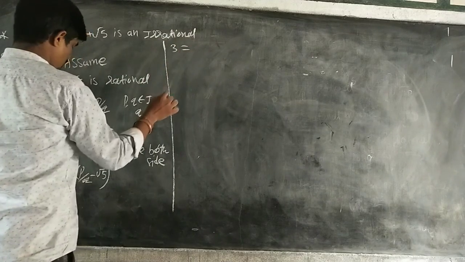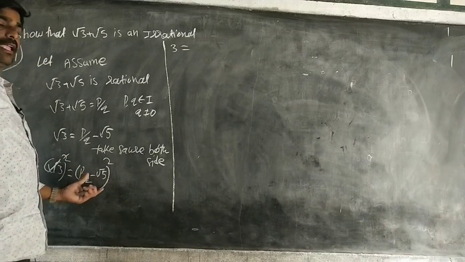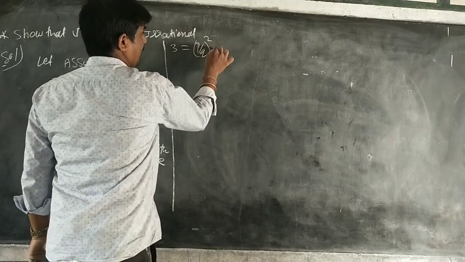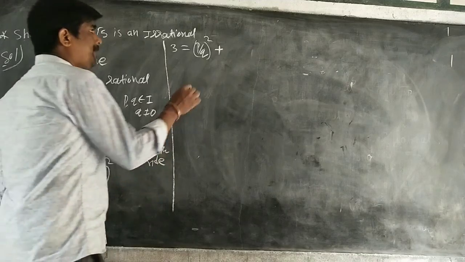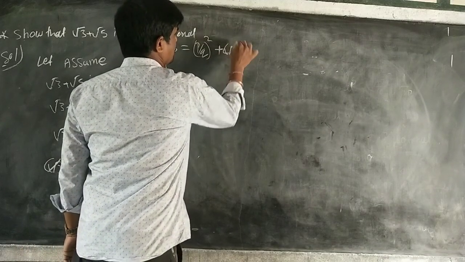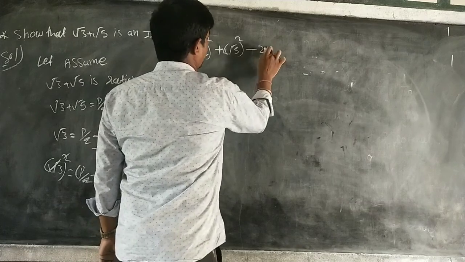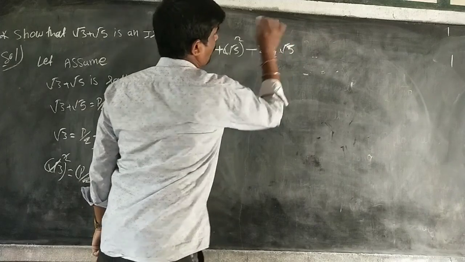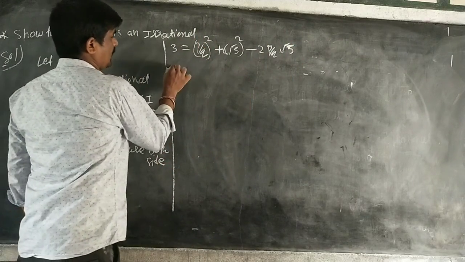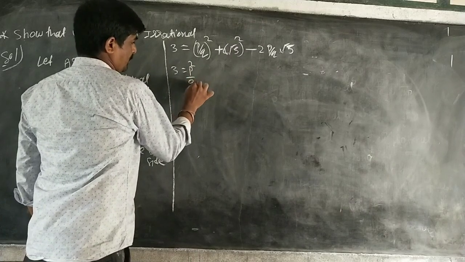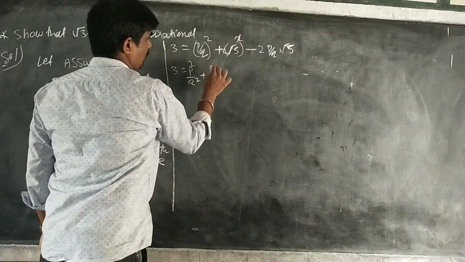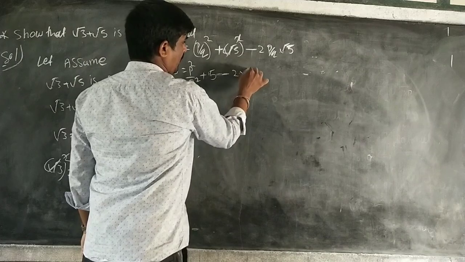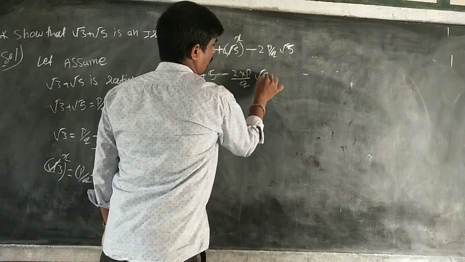3 is equal to a minus b whole square, where a is p by q. (a minus b) whole square is a square plus b square minus 2ab. Here a means p by q and b means under root of 5. So 3 is equal to p square by q square plus 5 minus 2 into p by q under root of 5, the square root getting cancelled.